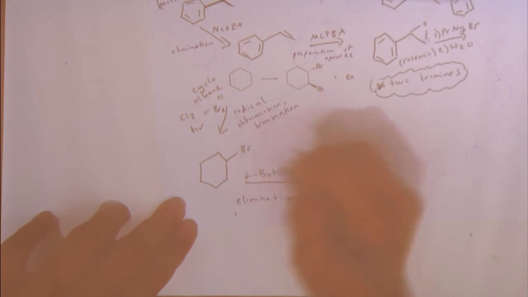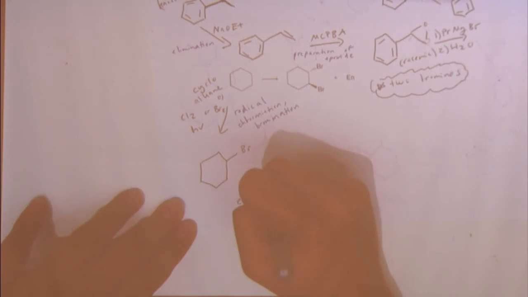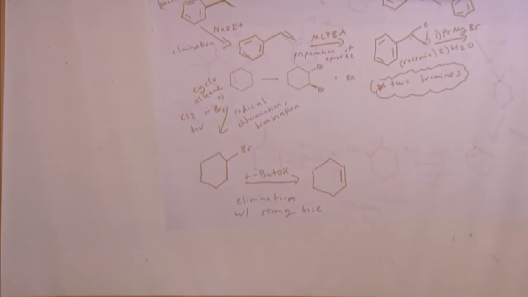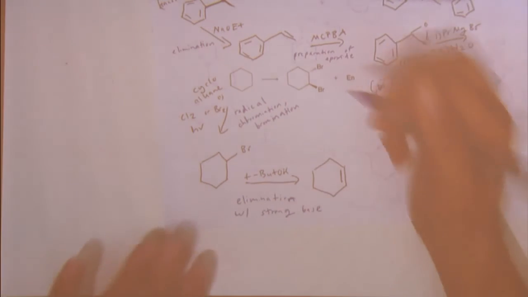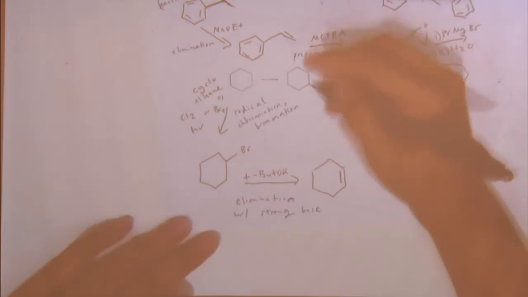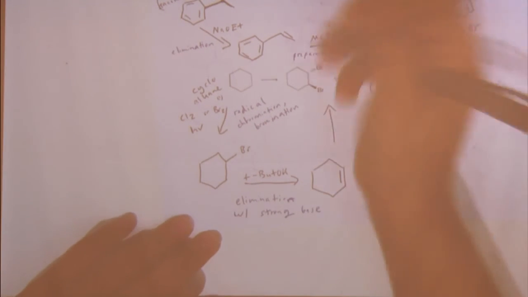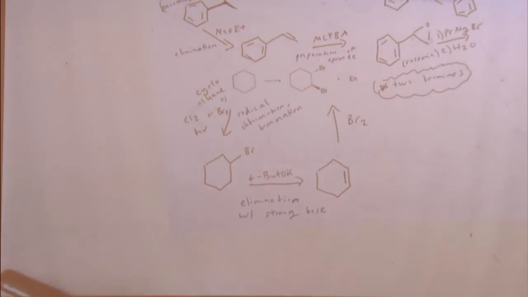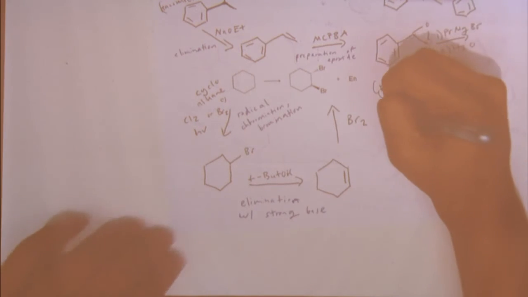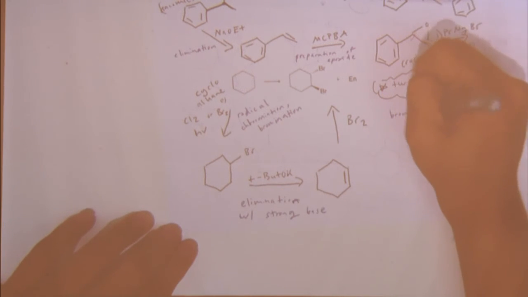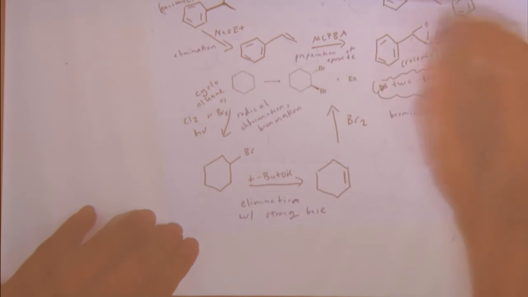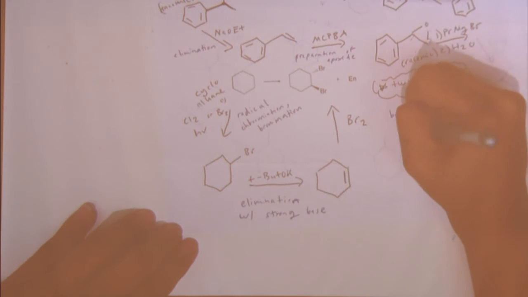Oh my gosh, my spelling. Elimination with strong base. And then from here, we could just go ahead and do a bromination reaction straight to it because that's going to give us our anti-addition anyways, and that's going to be Br2. So here we did bromination. And it gave us our anti-addition.